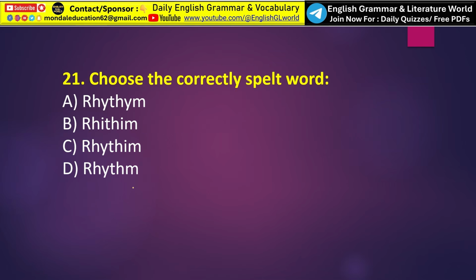Next, choose the correctly spelled word. So this is the last one. Which one is correct? You have to tell me in the comment section.